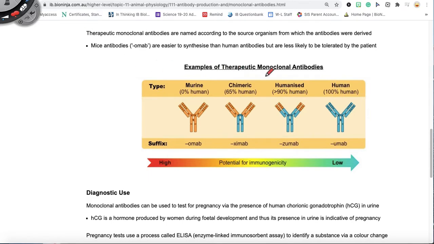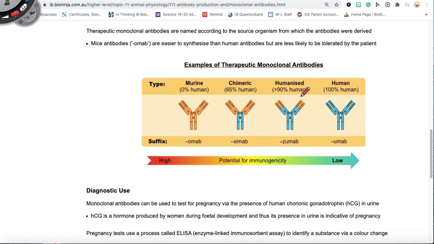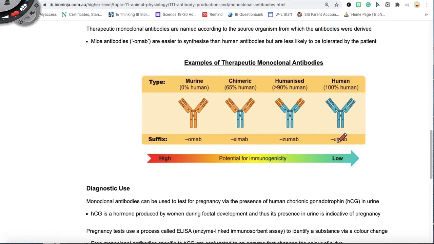So there are different examples of therapeutic monoclonal antibodies. They can come 100% from a mouse. So they're called murine monoclonal antibodies, and they have 0% human antibodies in the mix. These are called OMABs. And then we have chimeric monoclonal antibodies, and they have about 65% human monoclonal antibodies, and they're called XIMABs. And then humanized, which are greater than 90% human, and they're called ZUMABs. And then we have 100% human monoclonal antibodies, and they're called UMABs.